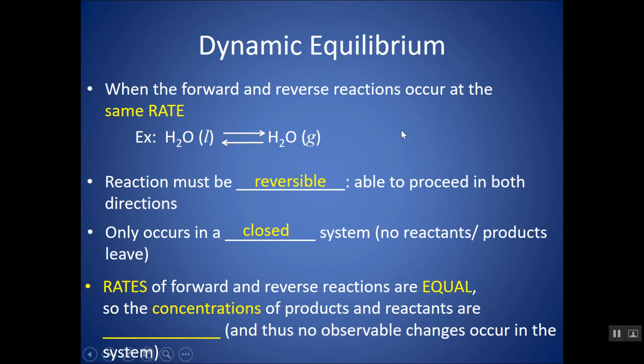And once I've reached this equilibrium situation, the rates of the forward and the reverse reaction are equal. So the amounts or the concentrations of reactants and products are constant. They are no longer changing. There's no observable changes occurring in the system. Yes, I still have movement going forward and reverse, but the total amounts of reactant and product are not changing.